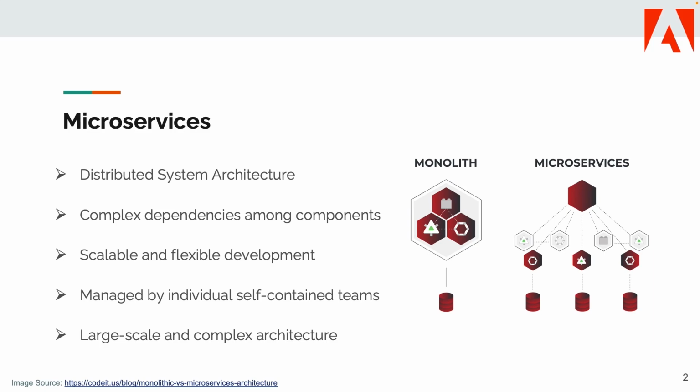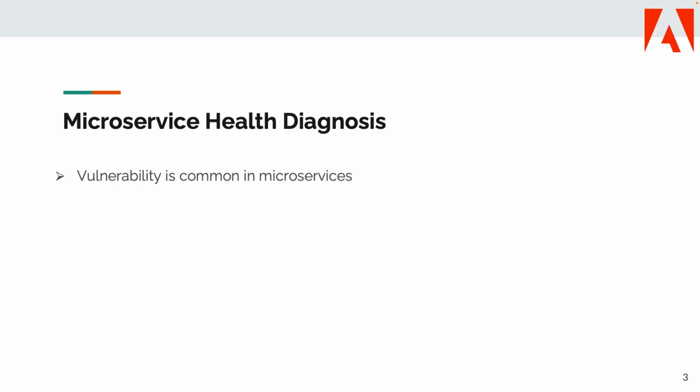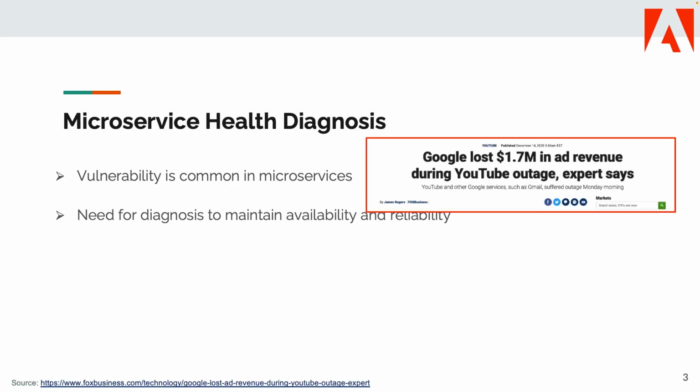Such an architecture helps in a more scalable, flexible, and manageable deployment of a large and complex system. However, such a large system of services is bound to be vulnerable, and it is of utmost importance to maintain the availability of such systems in production to reduce the revenue loss. As an example, during the 2020 authentication outage in Google, they lost a staggering $1.7 million in ad revenue.